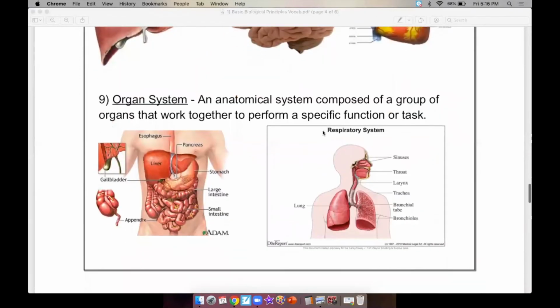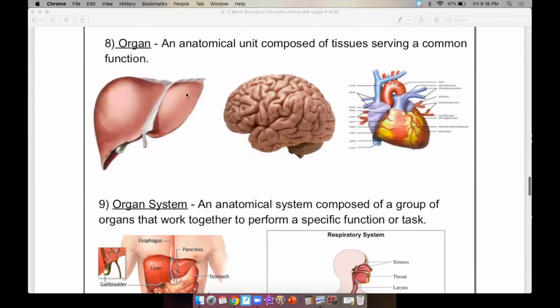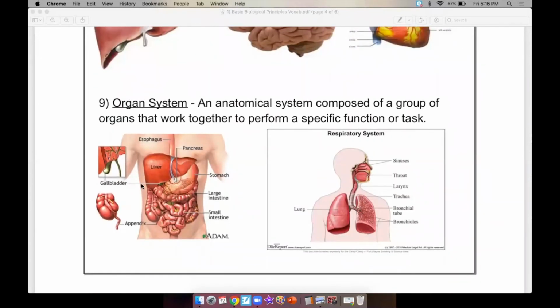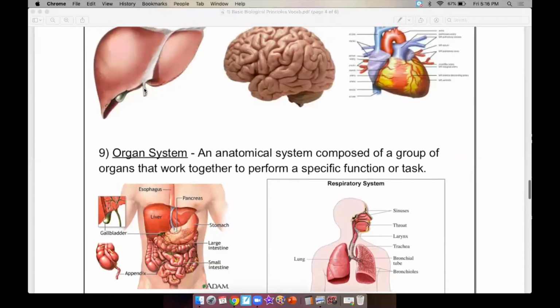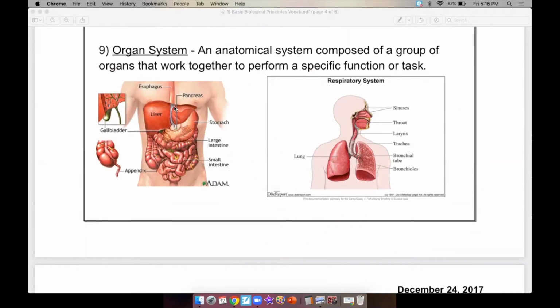And then zoom out even more and you get an organ system, an anatomical system composed of a group of organs that work together to perform a specific function. Example, let's go with the liver this time. The liver is an organ. It has a job. That job is to create chemicals for your digestion. It has a bunch of different jobs, but we'll go with that one. All right. Your organ system, in this case your digestive system, has a bunch of different organs: your esophagus, your stomach, your large intestine, your small intestine, your rectum, pancreas. They all work together to digest your food. So it has a system of organs working together.